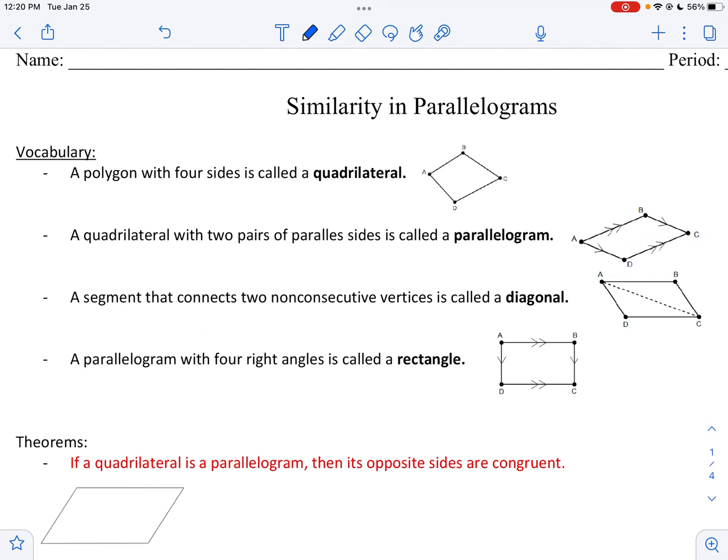And some other notation. A segment that connects two non-consecutive vertices is called a diagonal. Consecutive means next to each other as you go around the shape. And if you have a line that goes across, it's called a diagonal. Fancy, I know. If you have a parallelogram and it's full of right angles inside, then we call it a rectangle. And if it's a rectangle and all the sides are the same length, we call it a square. Just some things about quadrilaterals you might have heard before.